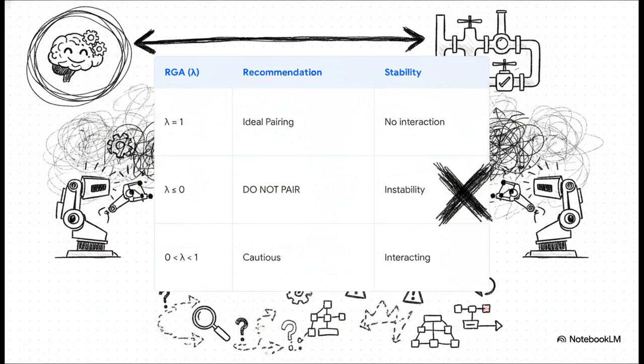But look at that second row. If lambda is 0 or any negative number, the recommendation is absolute. Do not pair. Pairing a manipulated and controlled variable with a negative relative gain will result in closed-loop instability. Your system will literally fight itself, no way around it. And if lambda is a fraction between 0 and 1, well, you've got to proceed with caution, because interaction definitively exists. The RGA matrix basically cuts through all the guesswork and tells you exactly how to safely wire your plant's brain.